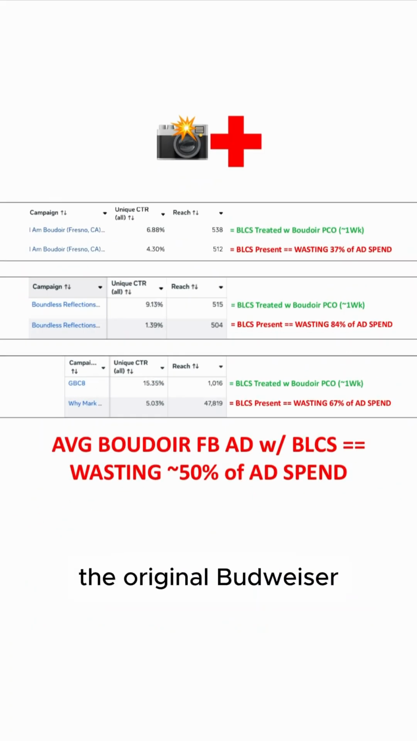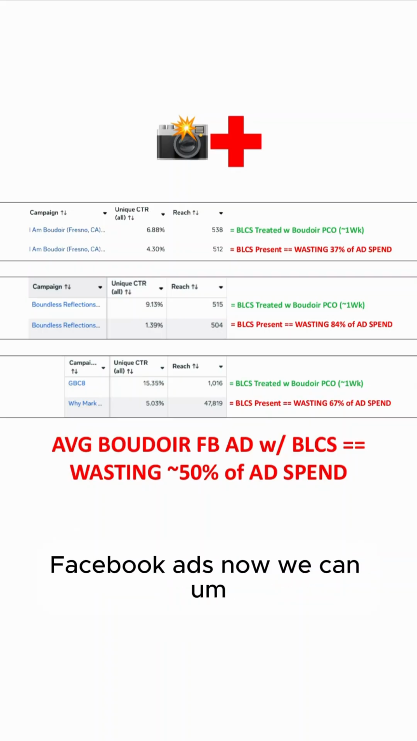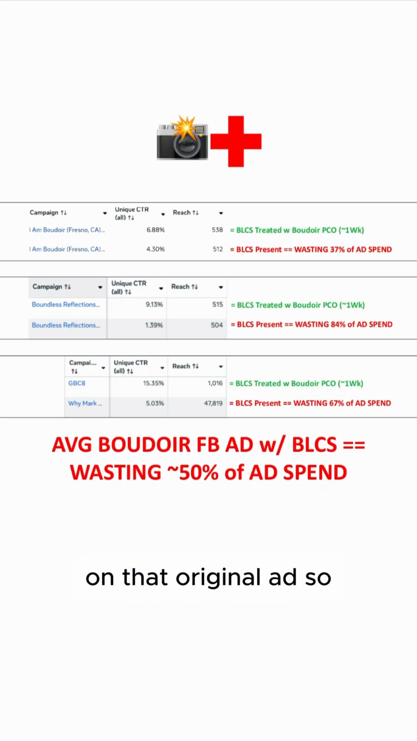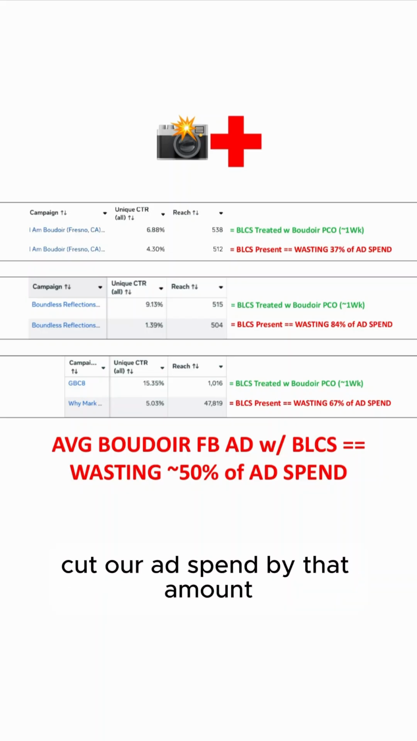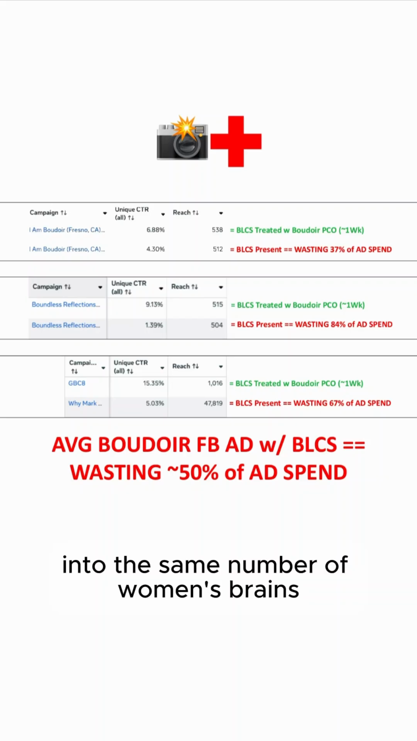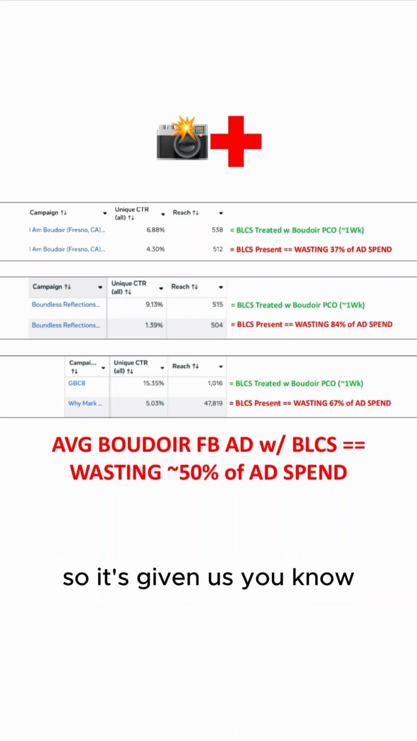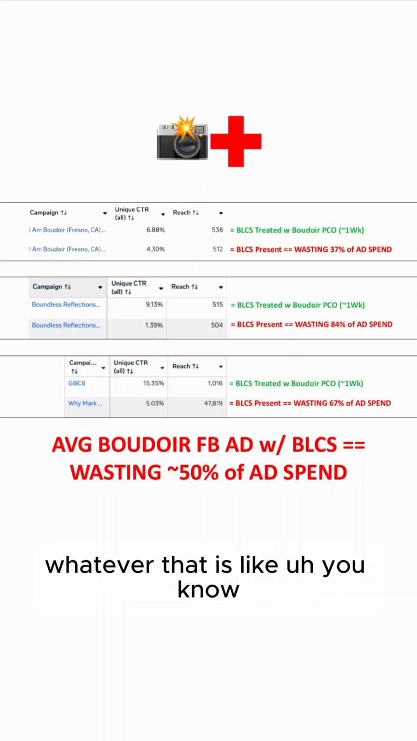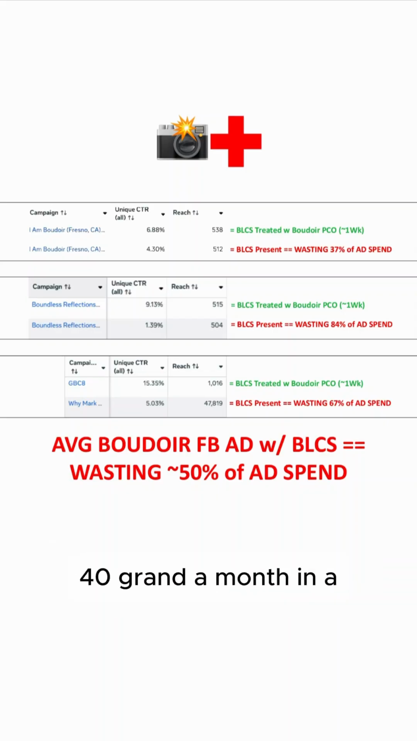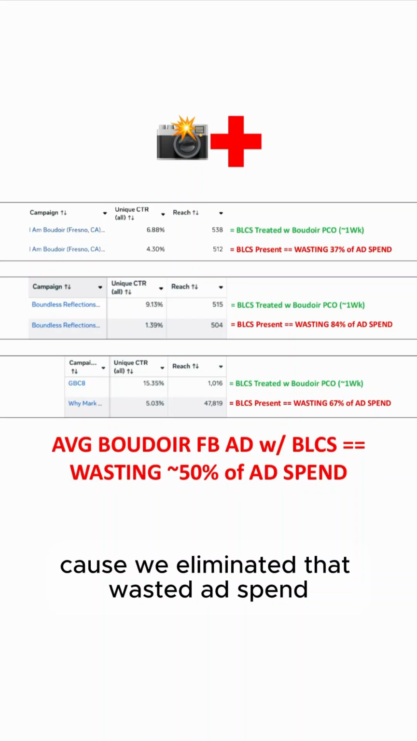So we found out the original Boudoir Facebook ad was wasting about 37% of its ad spend. So if they're spending 10 grand a month on Boudoir Facebook ads, basically 3,700 bucks a month was being wasted on that original ad. So what we can do is we can cut our ad spend by that amount, pocket it, only spend 6,300 bucks a month, and spend that with the new Boudoir Pico treated ad, and we're able to get our ad into the same number of women's brains as if the original was still spending 10 grand a month. So it's given us 3,700 bucks a month times 12, whatever that is, like 40 grand a year in kind of phantom profit or extra profit because we eliminated that wasted ad spend.